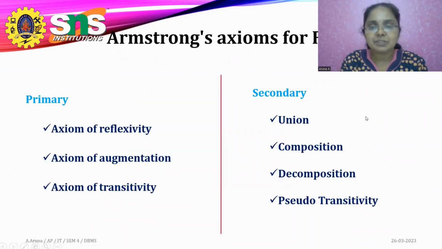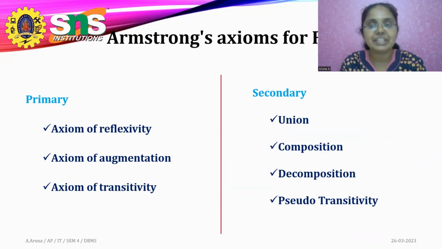So in Armstrong axioms, there are two types. One is primary, another one is secondary. Secondary can be derived based on the primary rules. The first ones are reflexivity, augmentation, and transitivity. These are the primary Armstrong axioms. It depends on what we discussed in the previous video, the types of functional dependency.